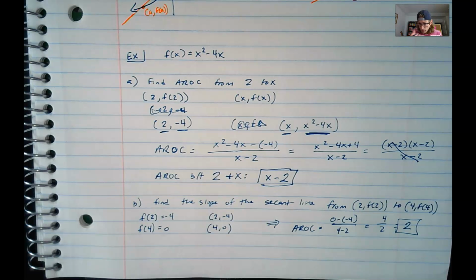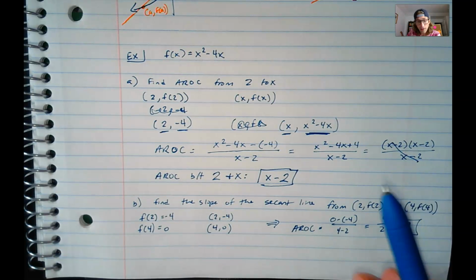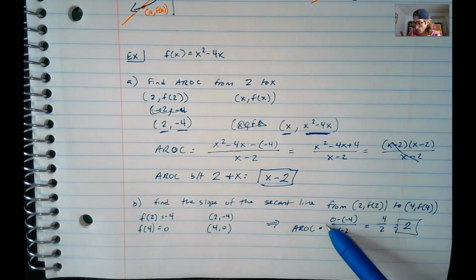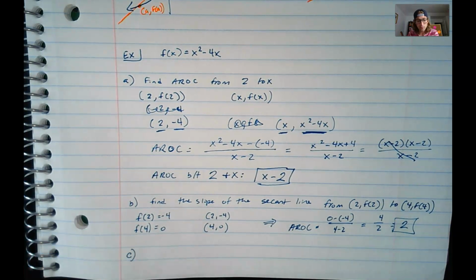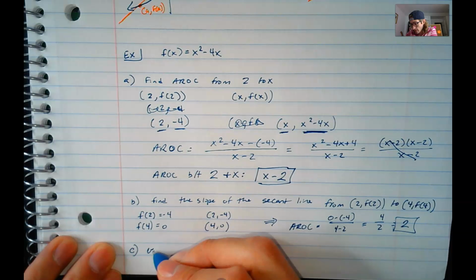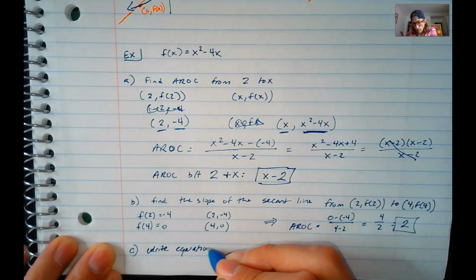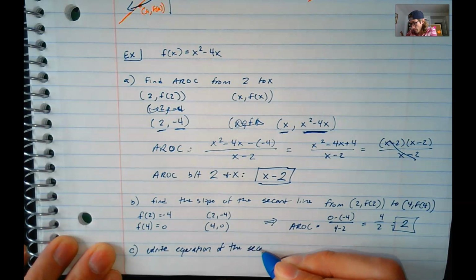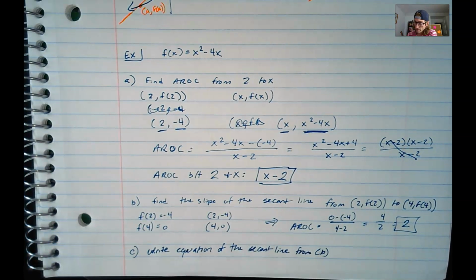To do this problem, you need to evaluate the function at 2 and 4, get our 2 points, 2, negative 4, and 4, 0, and then find the slope between them. 0 minus negative 4 over 4 minus 2 simplifies to 2. Now what we're going to do here for our final algebraic step is write the equation. I'll write the whole word. Write the equation of the secant line from part B. So from part B above.